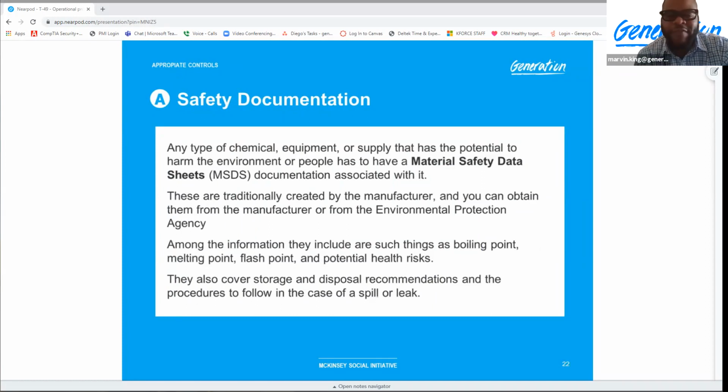Chris, right? Do you have any experience with an MSDS sheet in your work history? Oh, yes. I thought so. If you'll read this one for me, sir. Any type of chemical, equipment, or supply that has the potential to harm the environment or people has to have a material safety data sheet, MSDS, document associated with it. These are traditionally created by the manufacturer, and you can obtain them from the manufacturer or from the Environmental Protection Agency. Among the information they include are such things as boiling point, melting point, flash point, and potential health risks. They also cover storage and disposal recommendations and the procedures to follow in the case of a spill or leak.